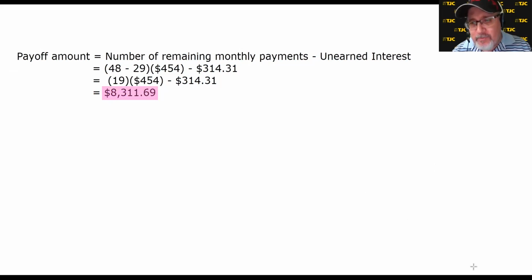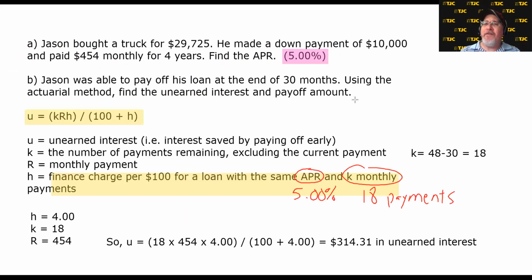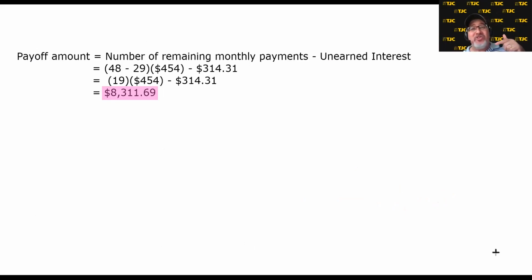So let's just quickly reflect on what happened. We figured out the APR 5%. We needed that for the unearned interest formula. Using the APR table, our H was 4.00, the 5% APR, and the 18 remaining payments beyond the current payment. We're at the 30th payment. There were 48 payments, so we would have 18 more after that. We stuck them in the formula for the unearned interest, got $314.31. So the payoff amount is how many payments I still owe minus the interest that I don't owe anymore. I still owed 19 payments because I had only paid 29 payments up to that point. 48 minus 29 is 19. 19 payments of 454 minus the unearned interest gave us the payoff amount. Is it a lot of hoops to jump through? It is. But I hate to say this, it is what it is.